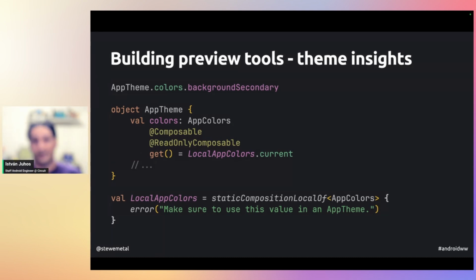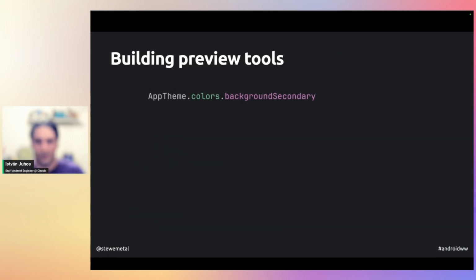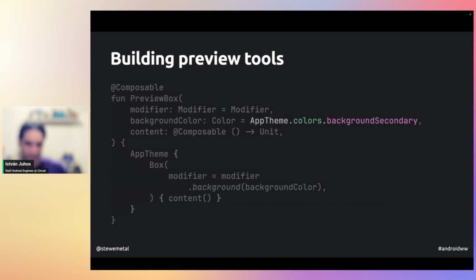And of course, for this, you have to have a composition local somewhere to be able to provide that. And by default, that composition local, if not defined in your theme or anywhere else in your composition, might just throw an error if it's uninitialized, signaling that you're doing something wrong and you should see what you're doing wrong. Or it can just provide the default value like material theme does with light colors. Why not? The thing is that this, at the point of writing your preview tooling, might not be in your control.